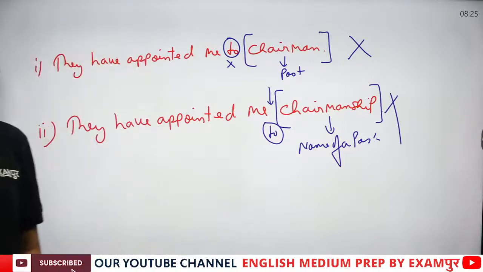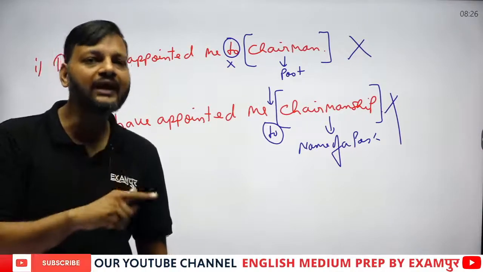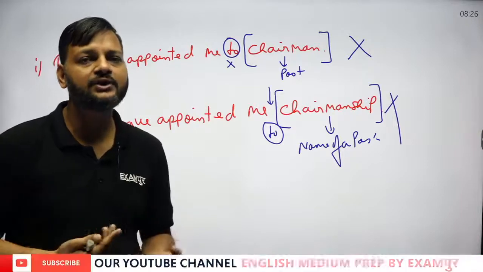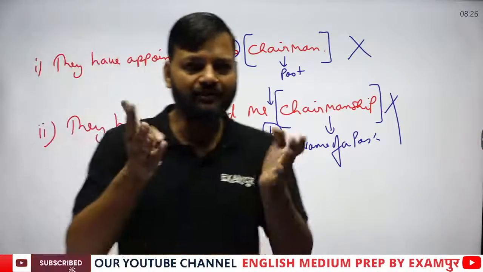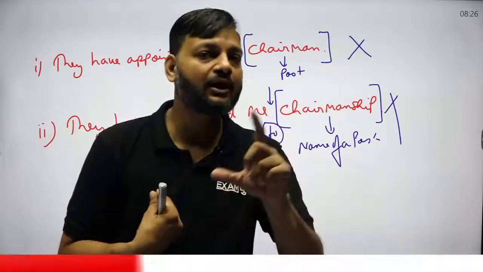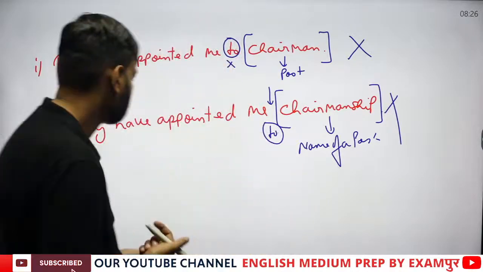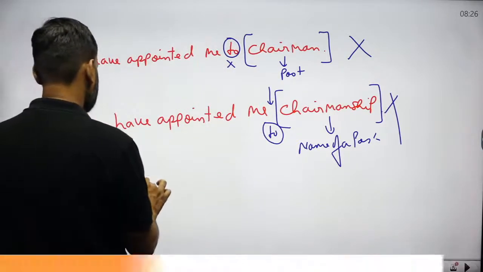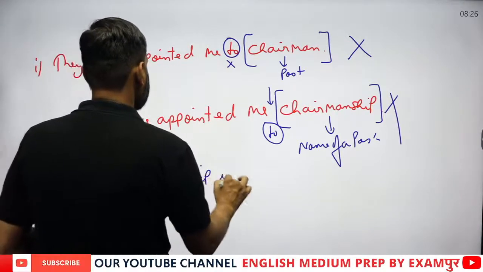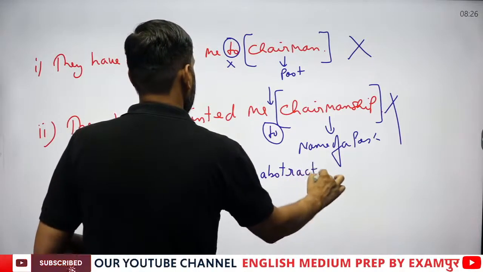Okay, so there is a difference between chairman and chairmanship, like the words brother and brotherhood. Both are nouns. But chairman is a person, while chairmanship is not a person. Chairmanship is an abstract noun.